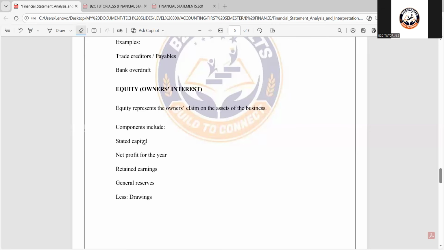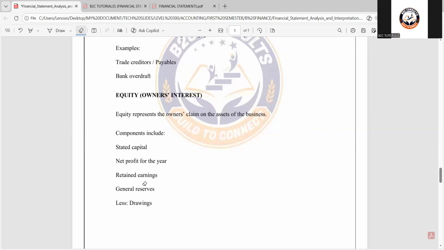In the course of the business, if one of the owners decides to withdraw some of the money that he has contributed as stated capital, you need to deduct it. Okay, so this constitutes what we call the equity or the owner's interest, and these are the components. There are more, but this is what you need to know frequently at your level. All right, so that will end the discussion.